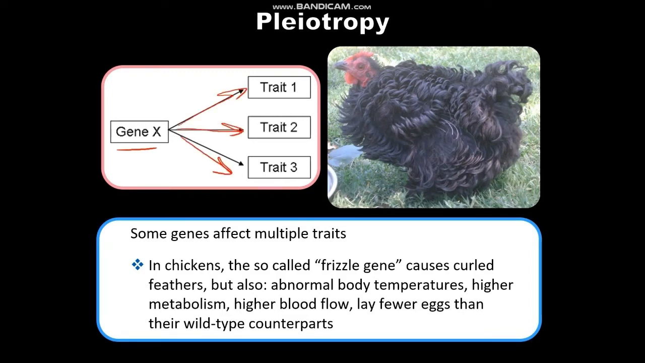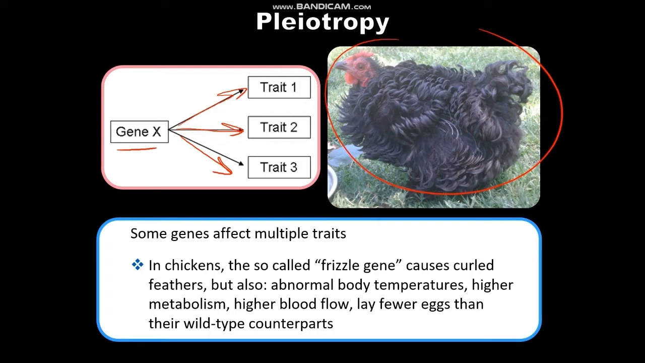So, one example of this would be in chickens. Take a look at this very fabulous looking specimen of a chicken right here. It has the so-called frizzle gene. That gene causes their feathers to grow in a little bit curly, so they come in looking like they just got out of the hair salon with lots and lots of mousse in their feathers here.